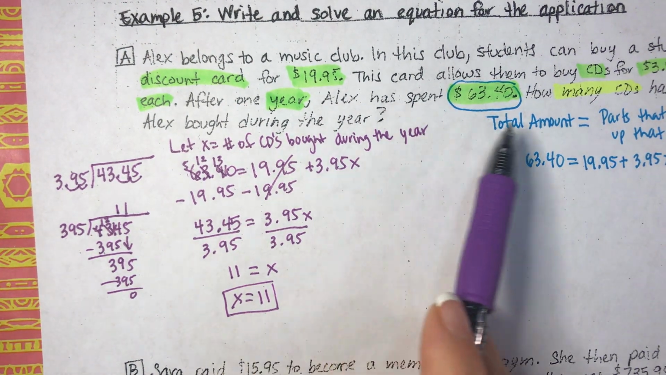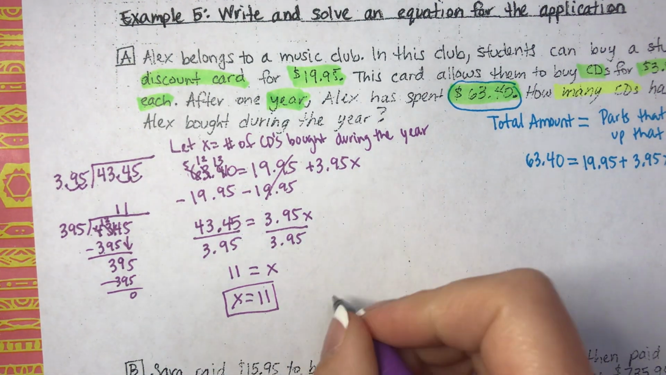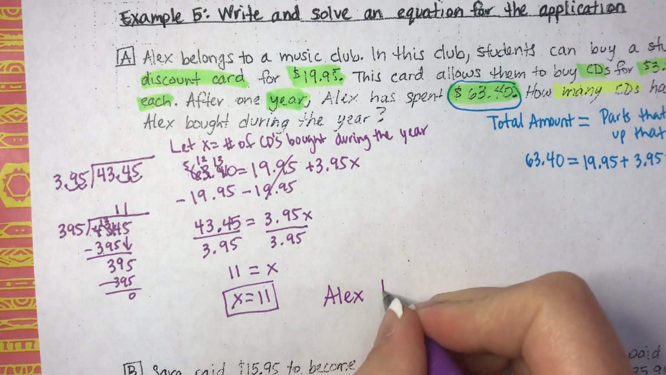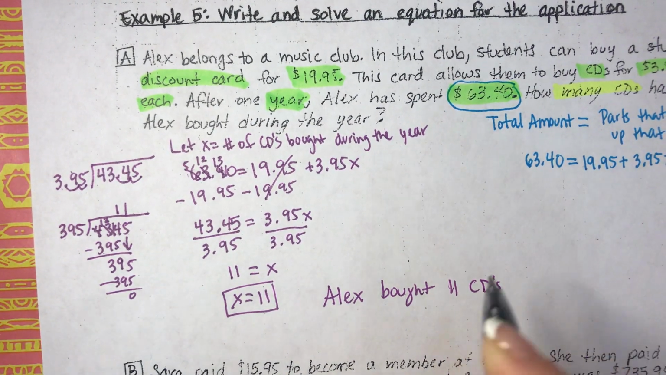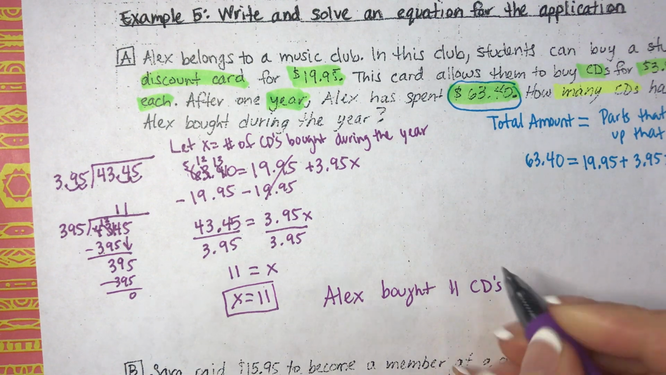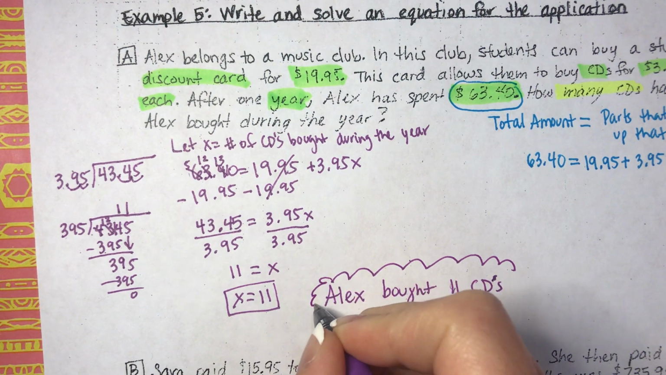And so it says, how many CDs has Alex bought during the year? Alex bought 11 CDs. Or maybe no apostrophe, just CDs. Okay, so that's the answer. Perfect.